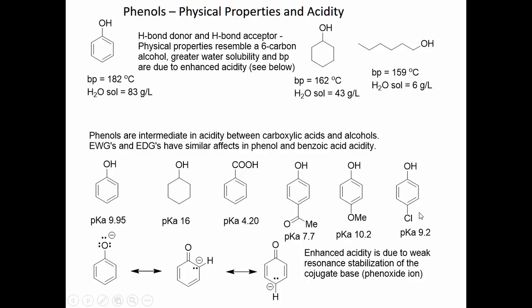Chlorine is a weakly electron withdrawing group, and we see only a slight increase in the acidity here. It goes from pKa 9.9 down to pKa 9.2.